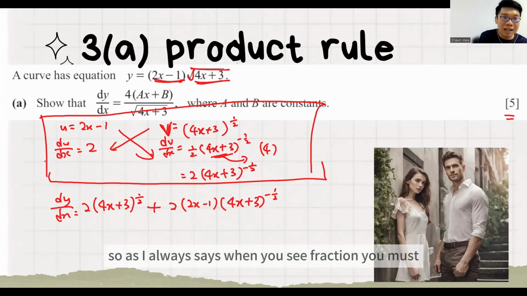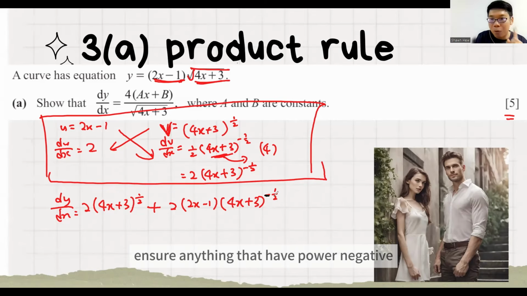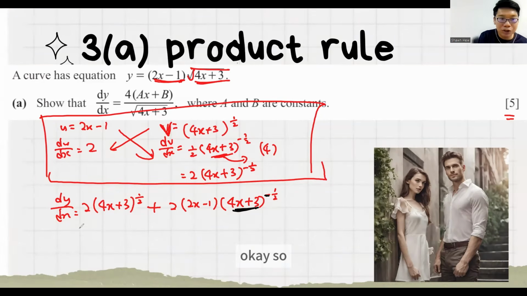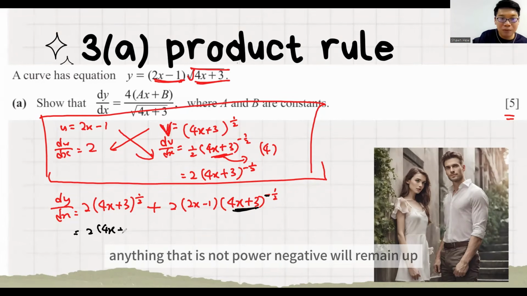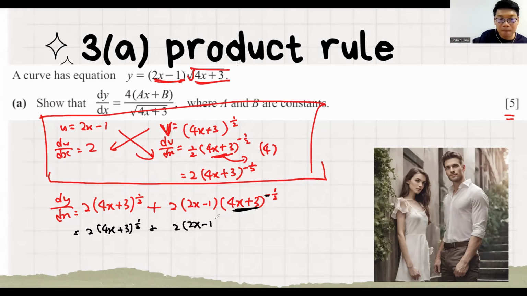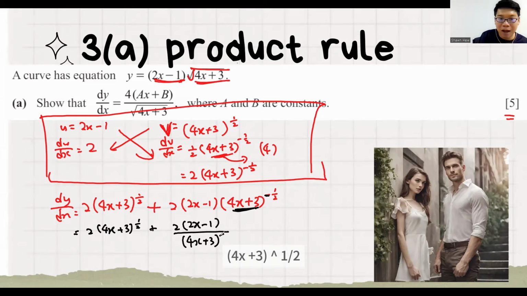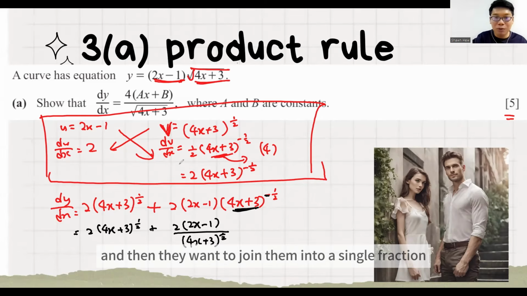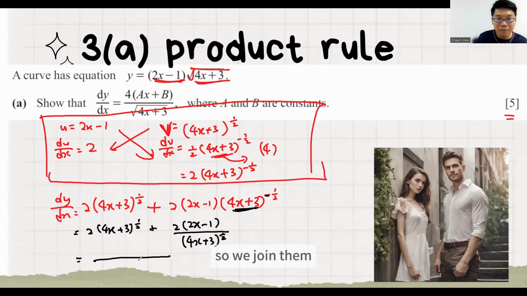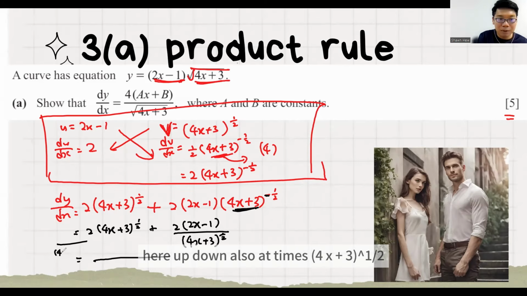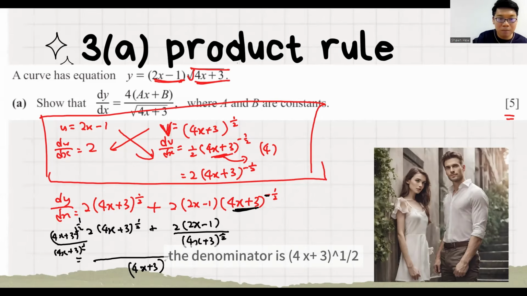As I always say, when you see a fraction, you must ensure anything that has a negative power, throw down. Anything that is not a negative power, we remain up. This part with the negative power goes down and becomes (4x + 3)^(1/2). Then they want us to join them into a single fraction, so we join them. Up and down also, times (4x + 3)^(1/2). The denominator is (4x + 3)^(1/2).